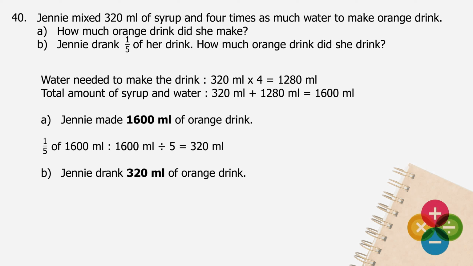Amount of water needed to make the drink will be, multiply 320 milliliters by 4, and the product is 1,280 milliliters. The total amount of syrup and water will be, add 320 milliliters to 1,280 milliliters, and the sum is 1,600 milliliters. A. Jenny made 1,600 milliliters of orange drink. 1/5 of 1,600 milliliters will be, divide 1,600 milliliters by 5, and the quotient is 320 milliliters. B. Jenny drank 320 milliliters of orange drink.